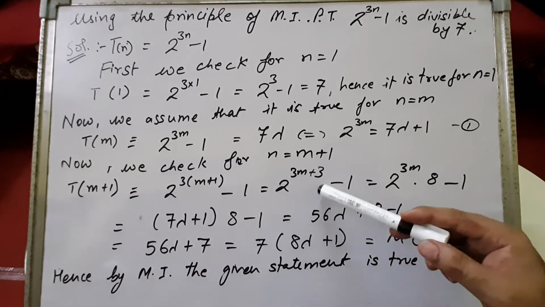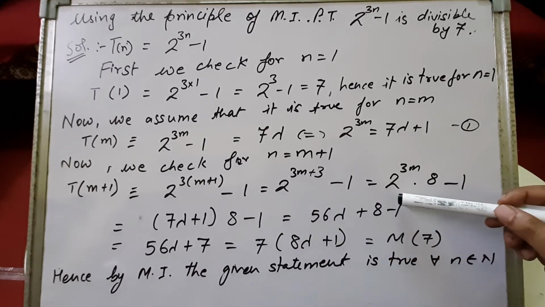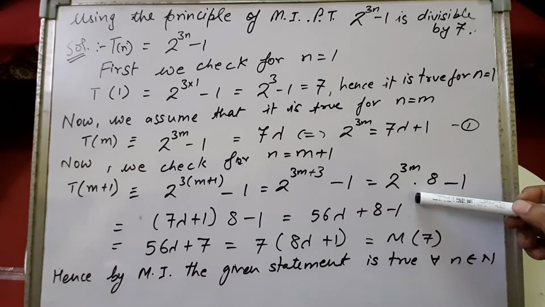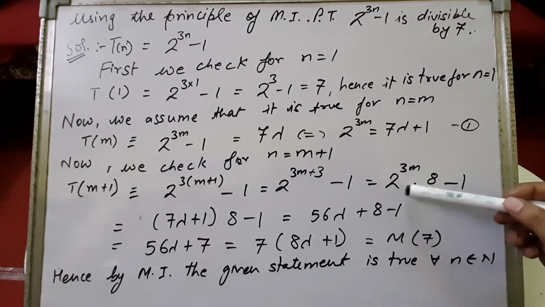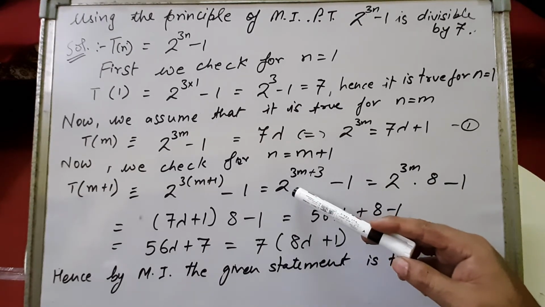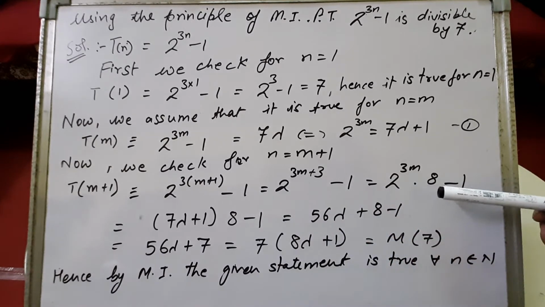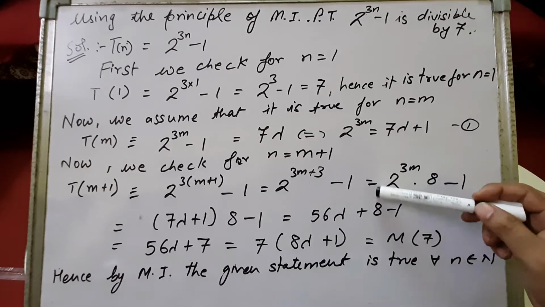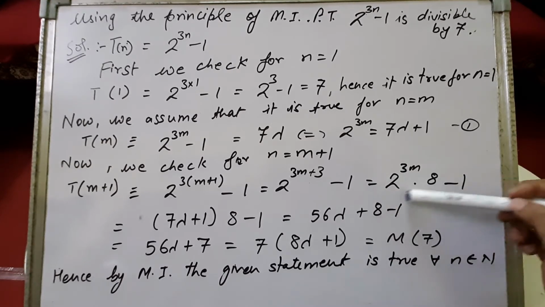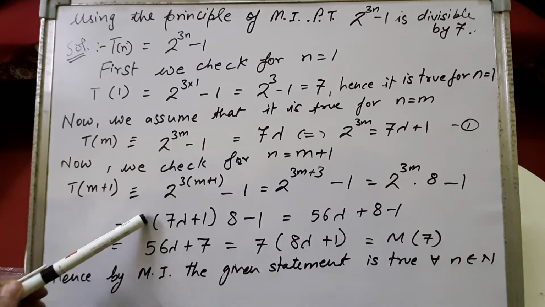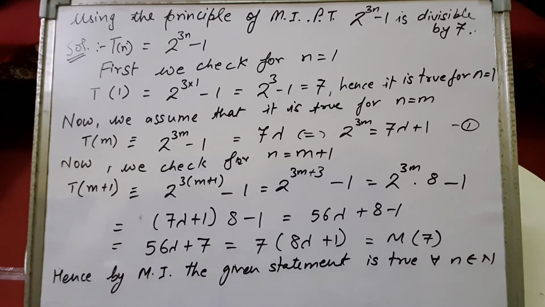If we solve this term, we'll get 2 to the power 3m into 8, minus 1. Now this term we can break: 2 to the power 3m into 2 to the power 3, so it will become 8. So now when we put the value of 2 to the power 3m that we have calculated here, 7 lambda plus 1, what we'll get? Bracket 7 lambda plus 1 into 8, minus 1. This is what we get.